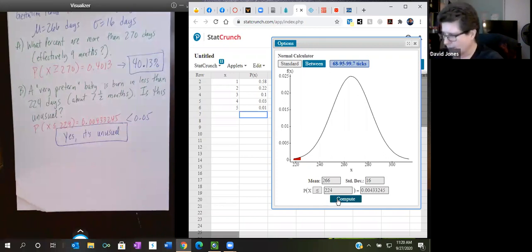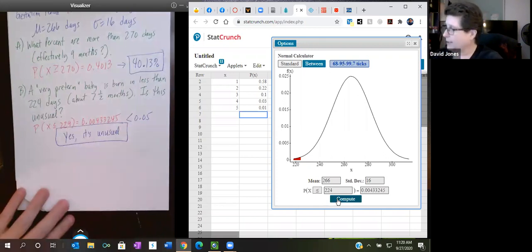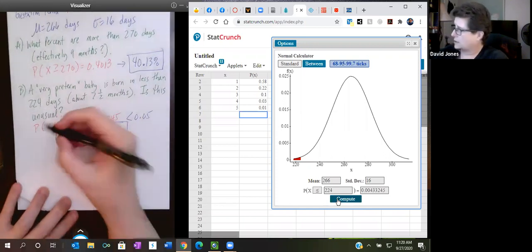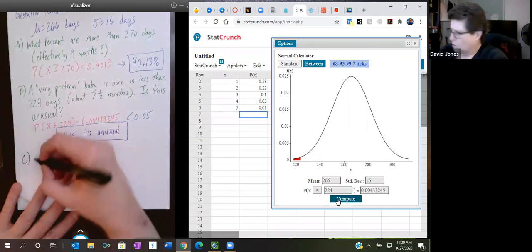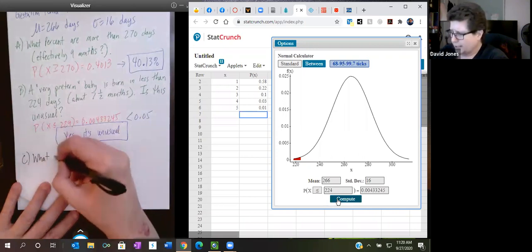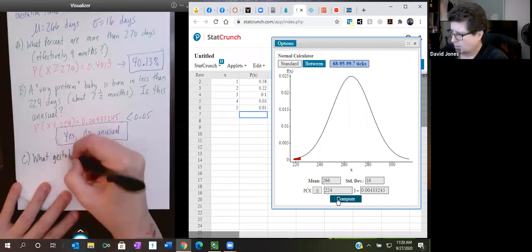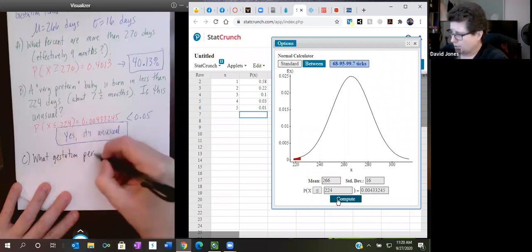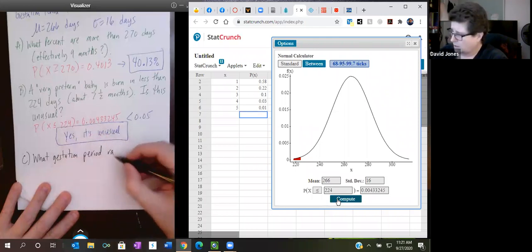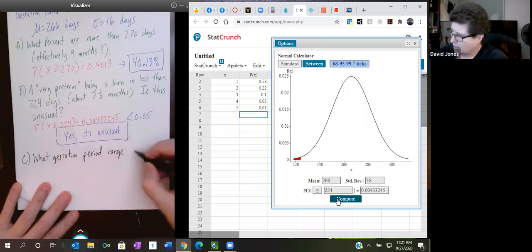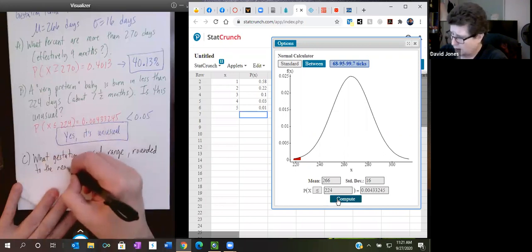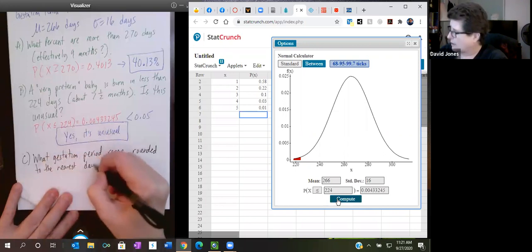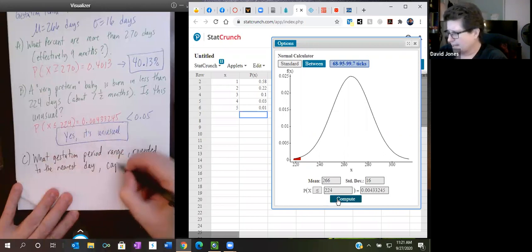And finally, this question is the tricky one. What gestation period range, rounded to the nearest day, captures the inner 90%?